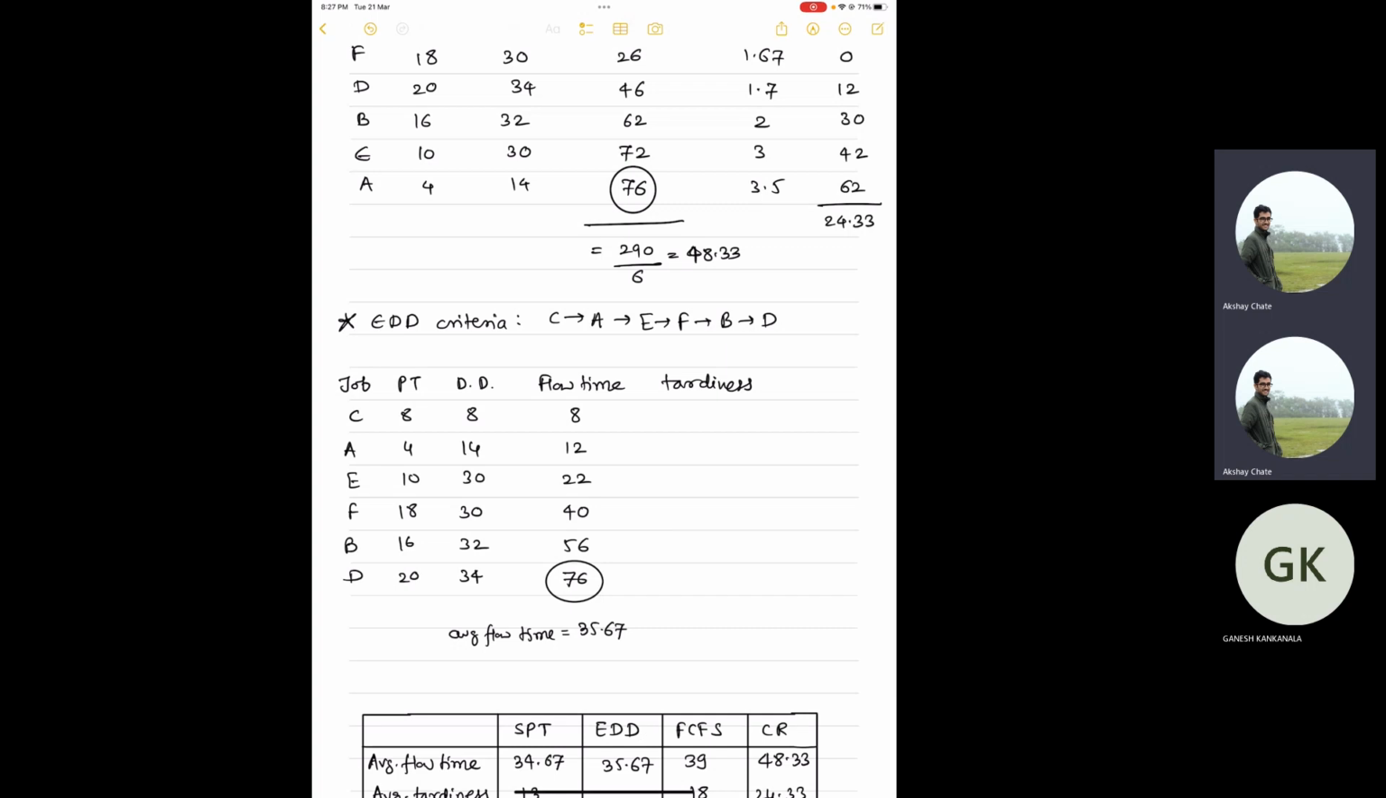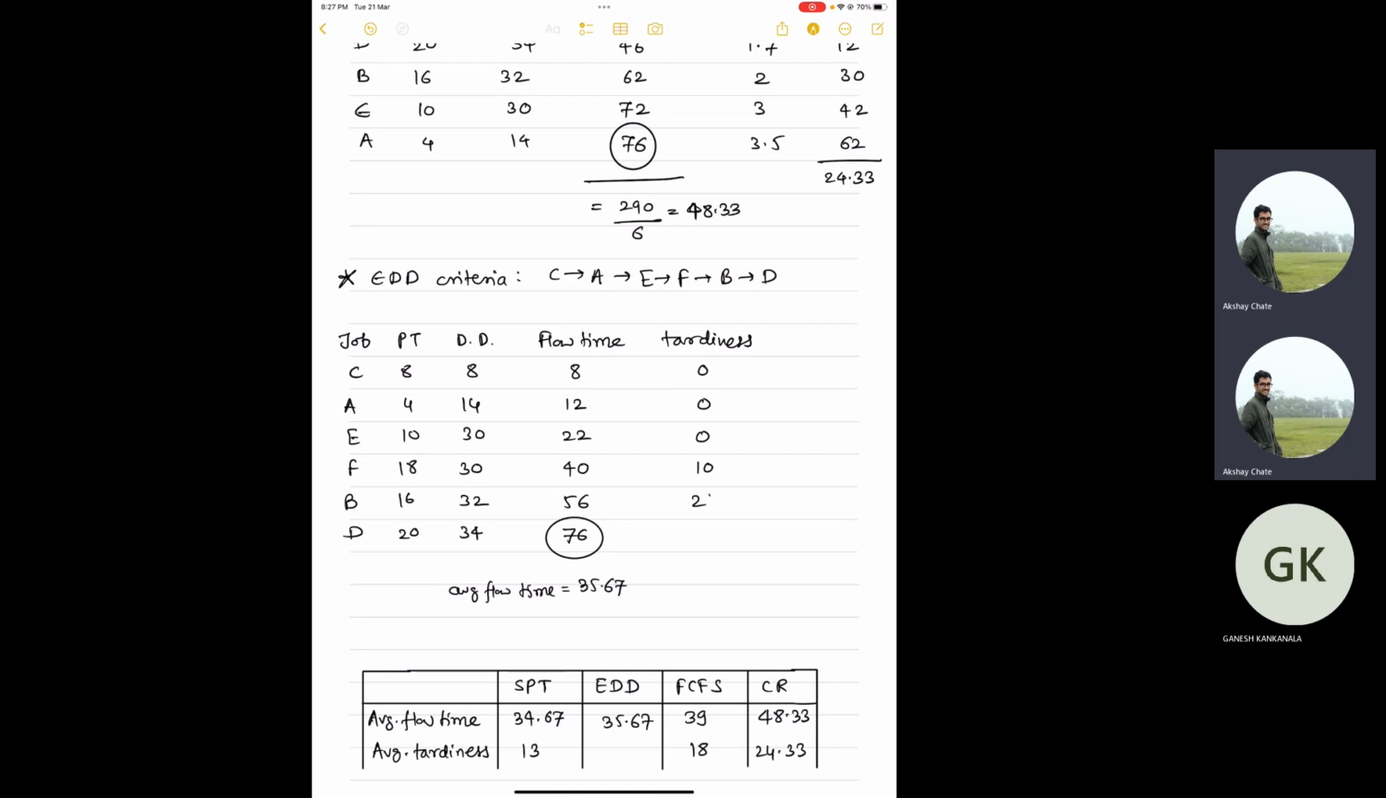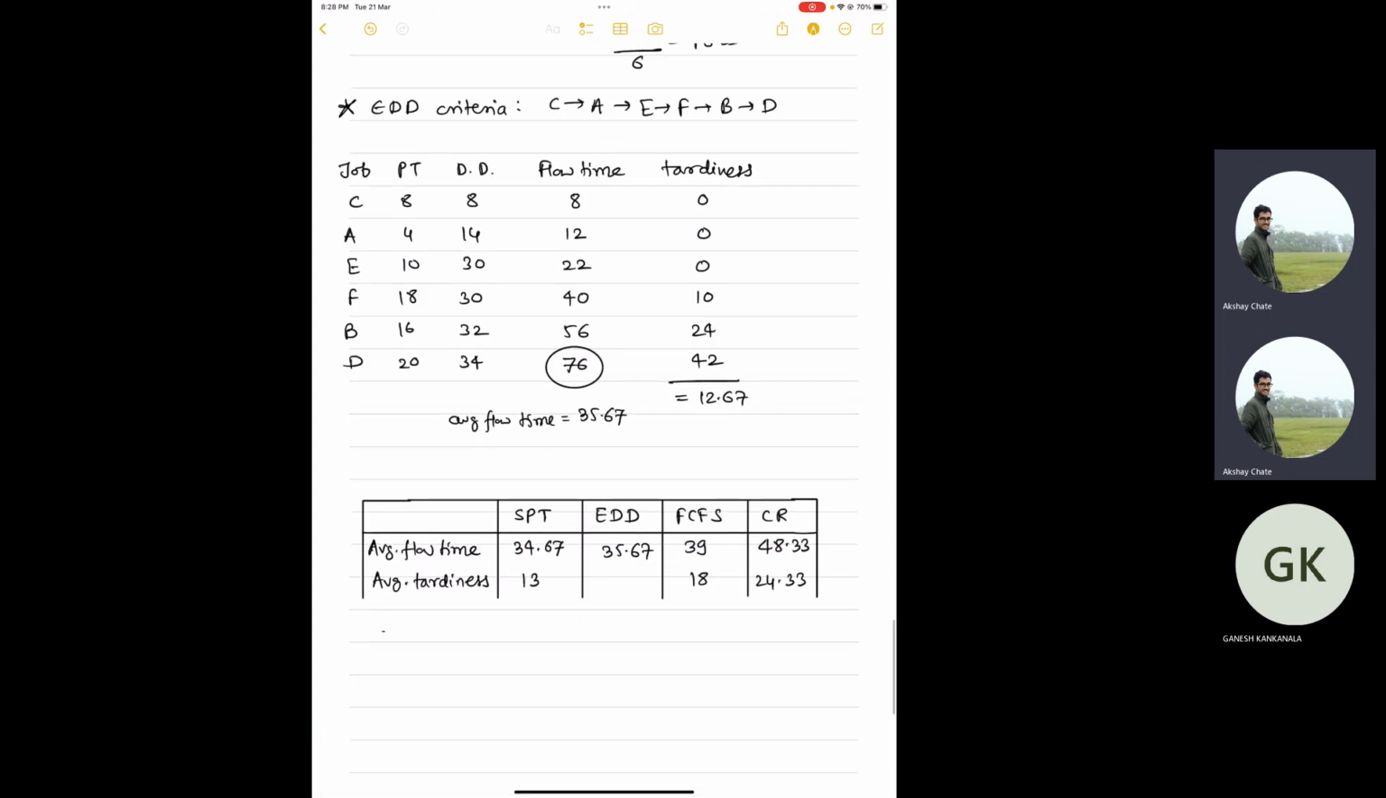And the tardiness is here 0, here 0, here also 0 because we are doing it in 22 days only. Here it is 10, here it is 24, and here it is 42. So it will be 42 plus 34 divided by 6, so 12.67. So yes, we have filled our table finally.